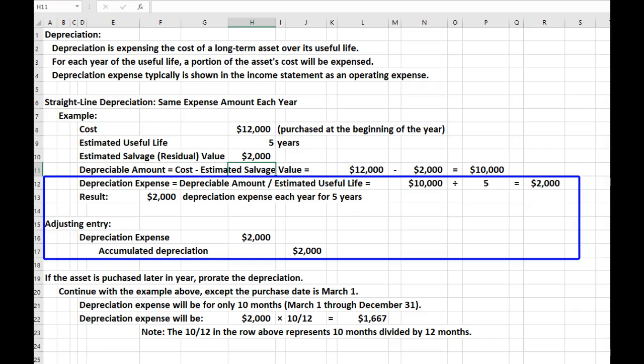Now the calculations we've had so far included in this box right here will be the calculations for if you purchase the asset at the very beginning of a year. So you have a full year's depreciation, $2,000 in that first year and for the next 4 years following. So it's $2,000 per year each year for 5 years.